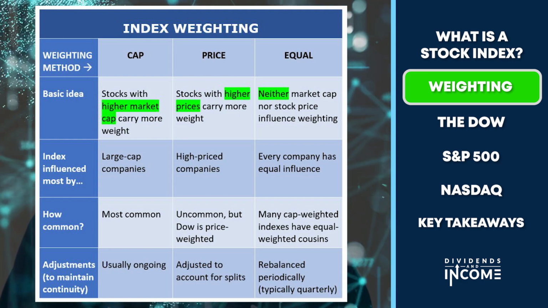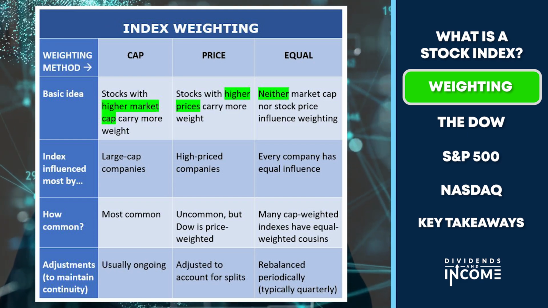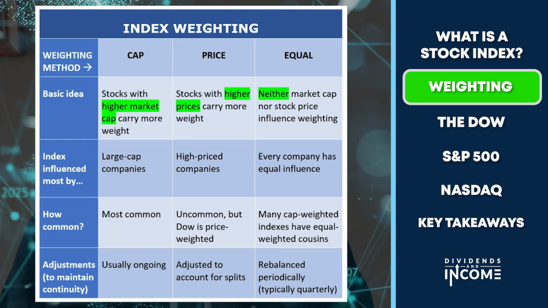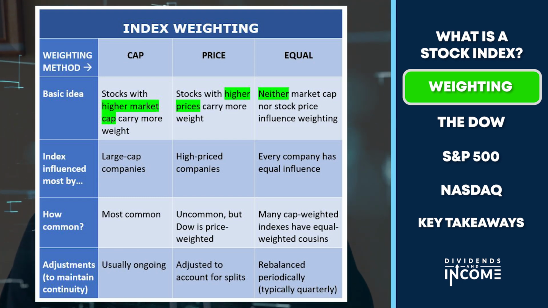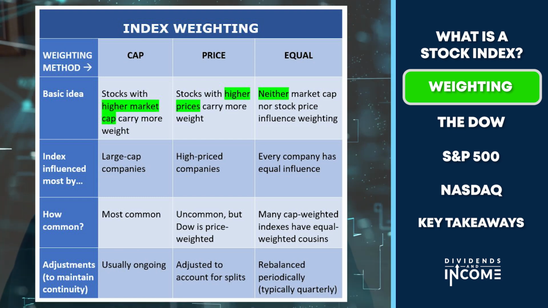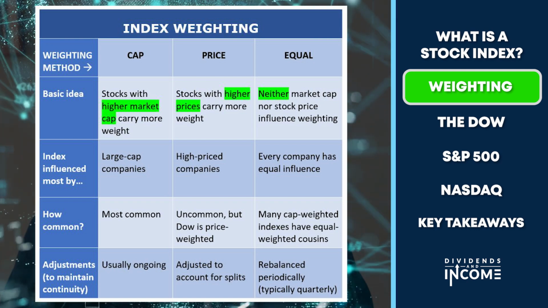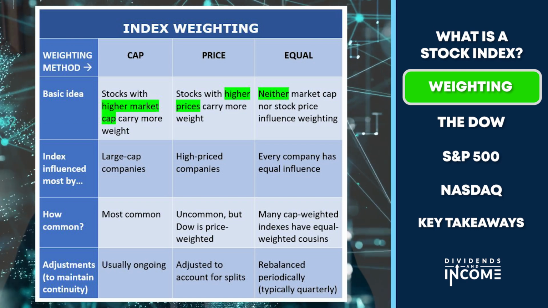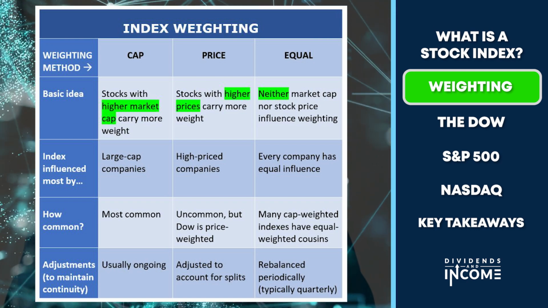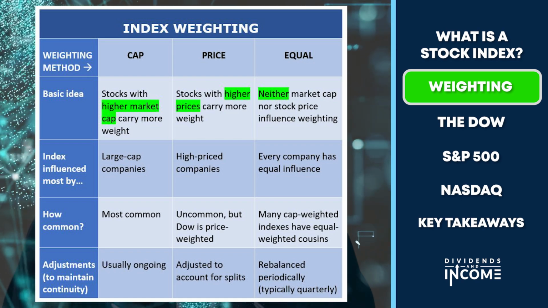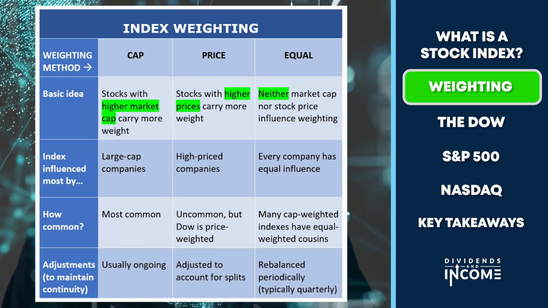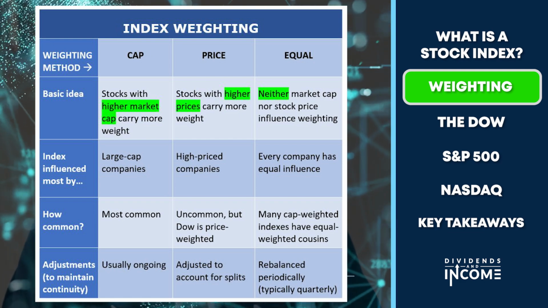Moving to the middle column, price weighting is a different approach. With price weighting, stocks with higher prices carry the most weight. So the index is influenced most by stocks that have the highest prices. This is a much less common way to weight the stocks in an index, and frankly, I wouldn't be talking about it at all because it's so uncommon, except that one of the big three indexes uses price weighting.